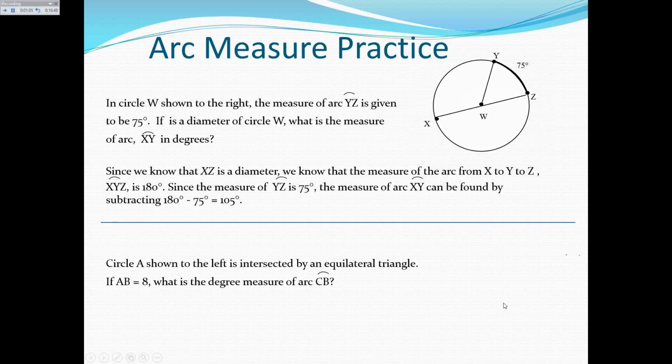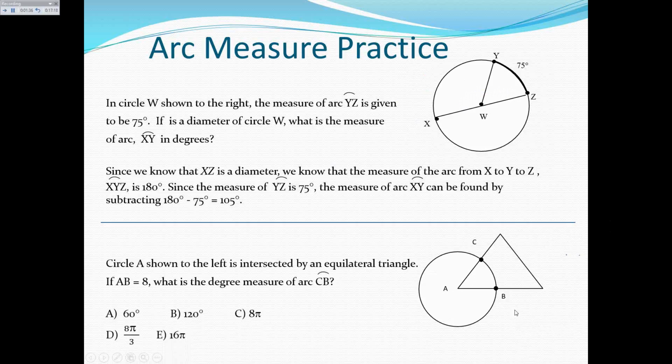Here's another one. Circle A, shown to the left, is intersected by an equilateral triangle. Here's my equilateral triangle intersecting the circle. If AB, right here, is 8, what is the degree measure of arc CB? So this thing right here is 8, right? And they want to know the degree of that. So how do you think we're going to do this?